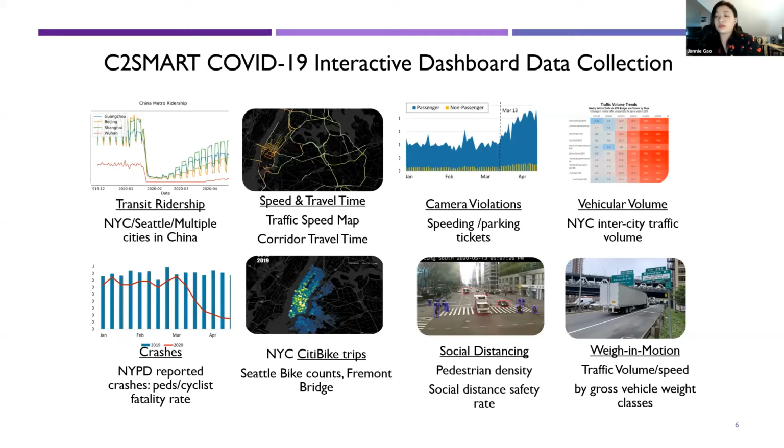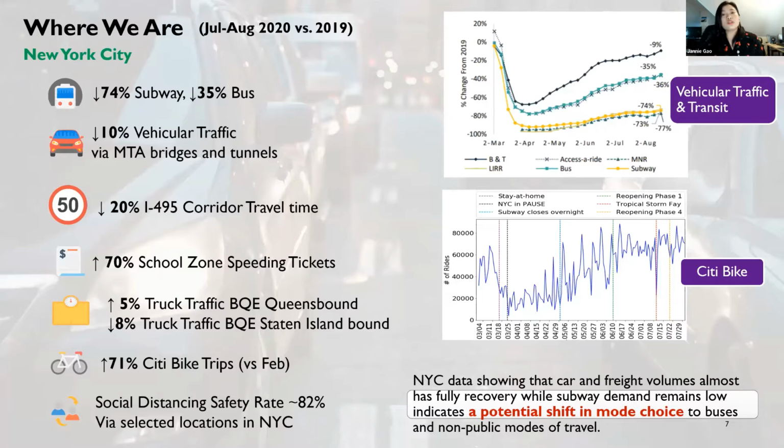And it not only provides us traffic volume and speed information for the general traffic, but we also have that information for the freight traffic, especially divided by vehicle weight classes. So this slide is presenting where we are now, in July and August 2020, compared with 2019 for New York City. As you can see from the upper right corner, the graph shows the trend starting from March 1st of how MTA bridge and terminal vehicle traffic looks, how Access-A-Ride, commuter rail, including Metro North and LIRR, and also bus ridership and subway ridership look.